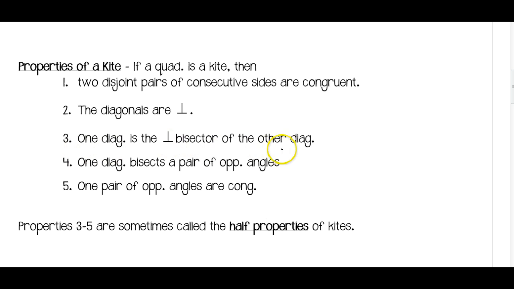So one diagonal is a perpendicular bisector of the other. Only one diagonal is the perpendicular bisector of the other. With a rhombus, both diagonals are perpendicular bisectors of each other. And then one diagonal bisects a pair of opposite angles. You have to be really careful with these 3 because it's only true for half the figure.